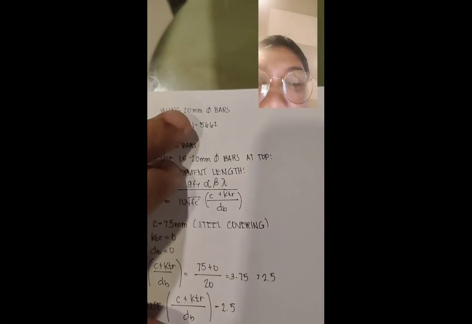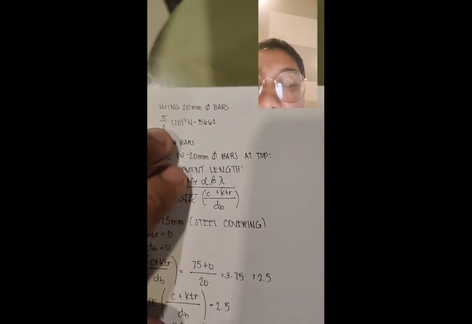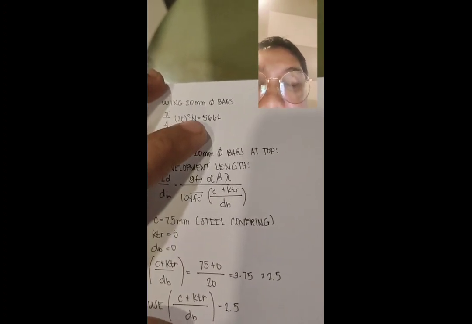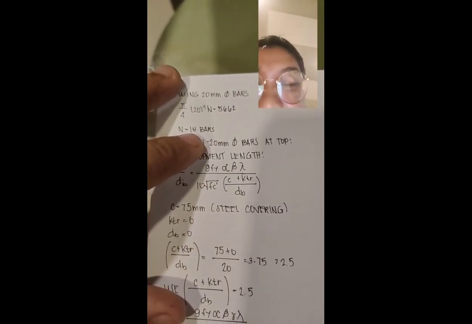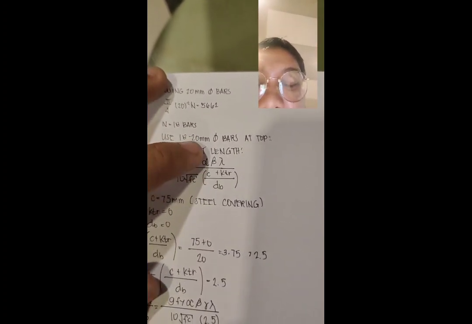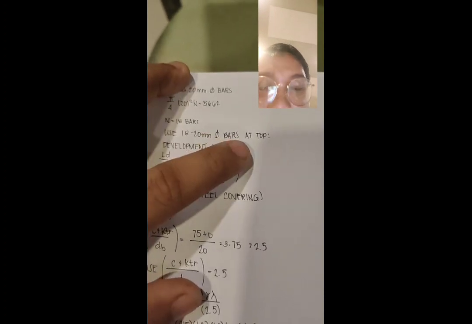We have here using 20 mm bars. We have pi over 4 times 20 mm diameter bars squared, which is equal to 5662. Now, the number of bars is 18 bars. Use 18 20 mm diameter bars at the top.